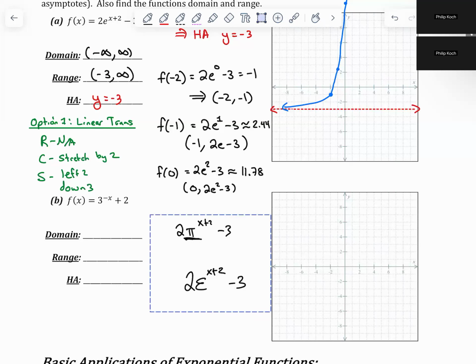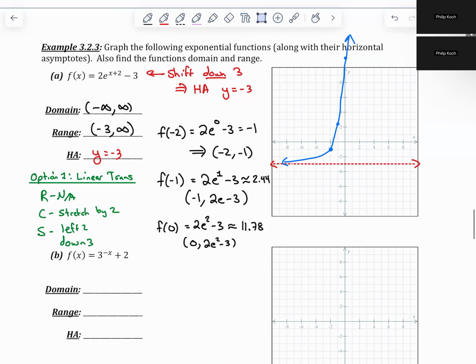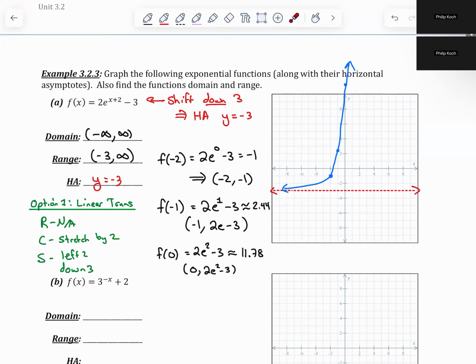So just as a reminder, the e is just 2.71-ish. So it's no different than any of the other numbers. If you're plotting it by hand, then you use the approximations. You just plug in the points and plot them with the approximations. But if you're using a graphing program, then you want to use the exact value.